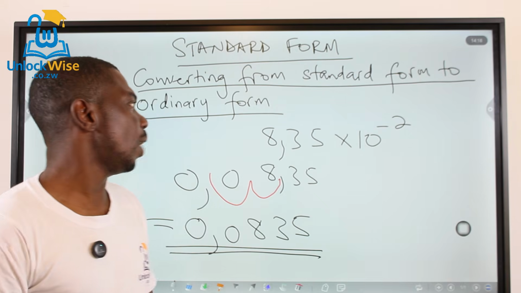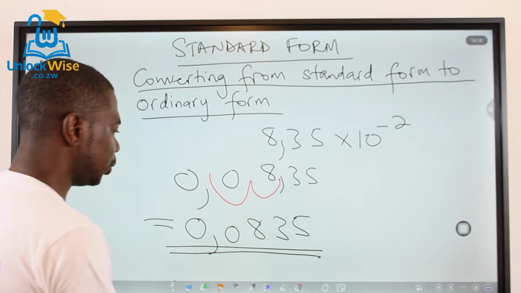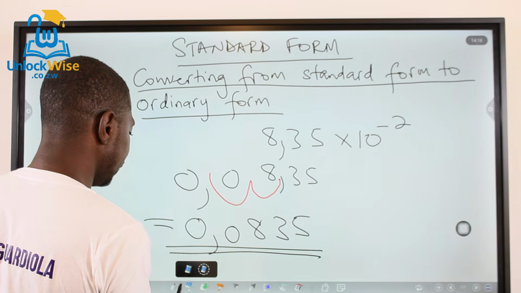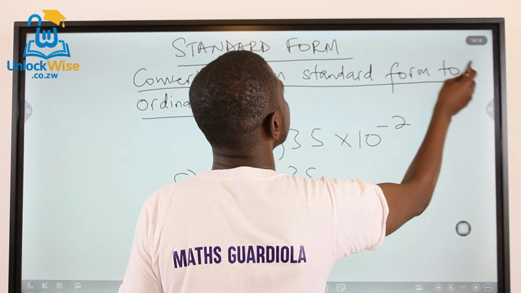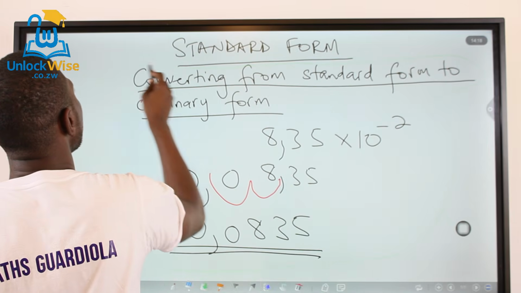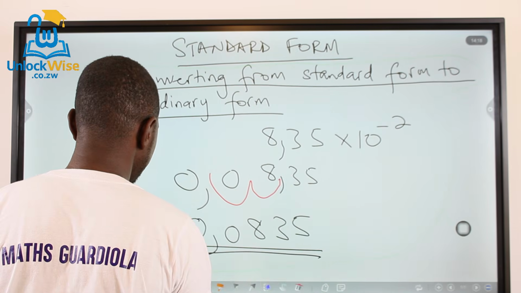So from there now, we want to talk about addition and subtraction in standard form. We'll talk about addition and subtraction in standard form.